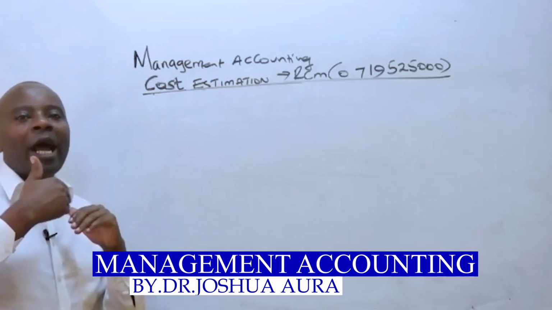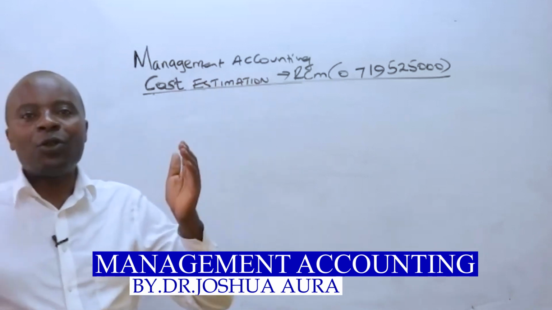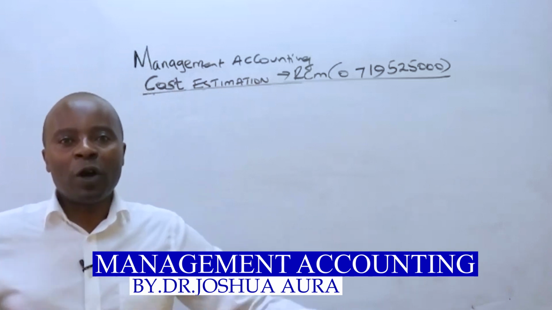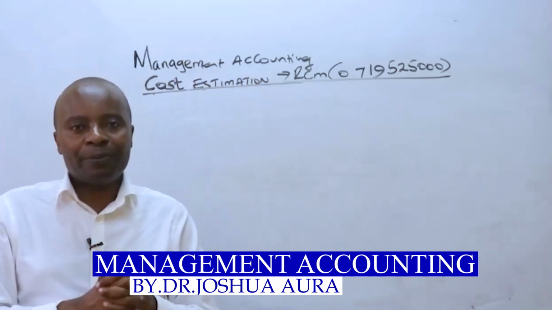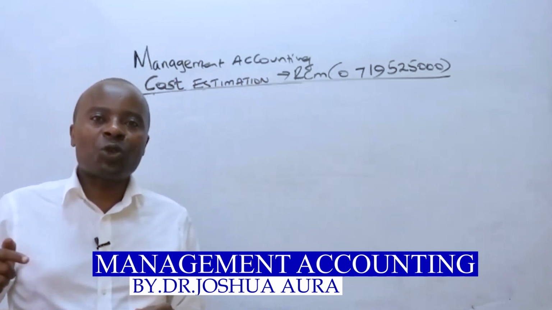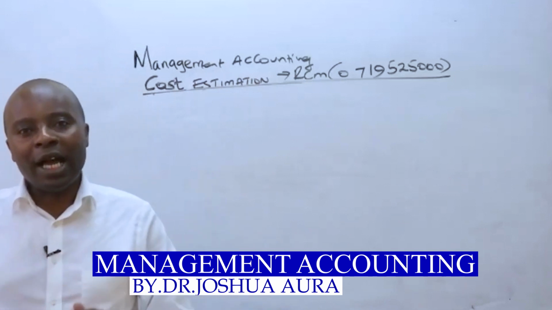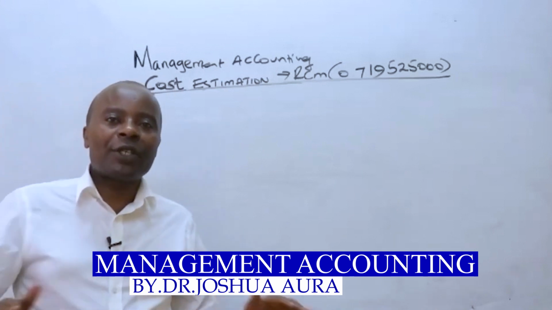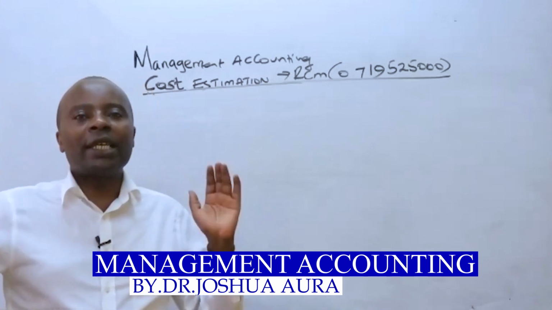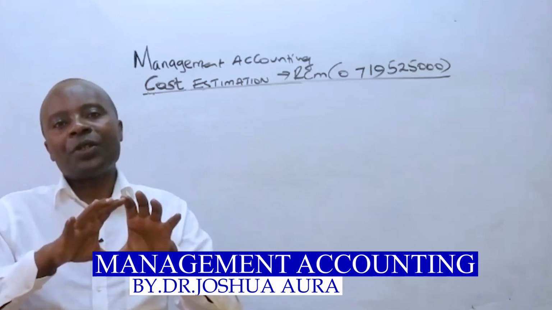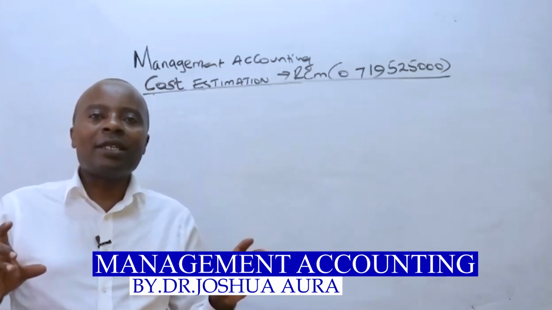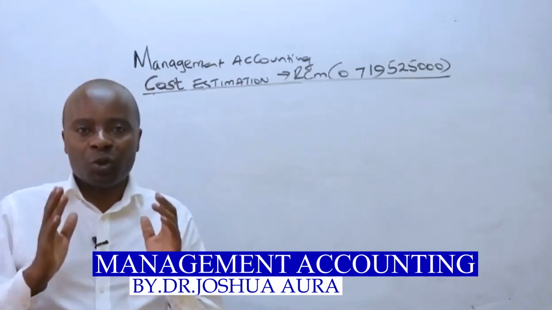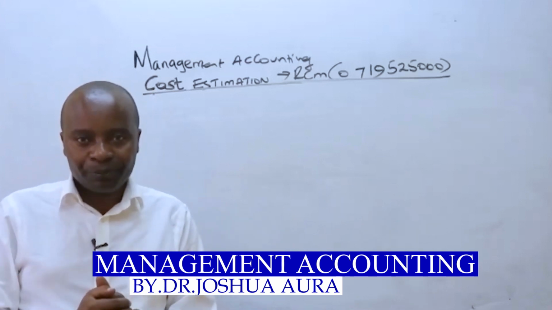If, for example, I predict that when I do this particular house up to foundation level, it is going to cost me 10 million Kenya shillings. And then during execution, I realize that that particular house at that particular foundation level has actually taken like 12 million. So I can see, ladies and gentlemen, that there is a variance of 2 million. And that variance is a bad variance, what we call an adverse variance.